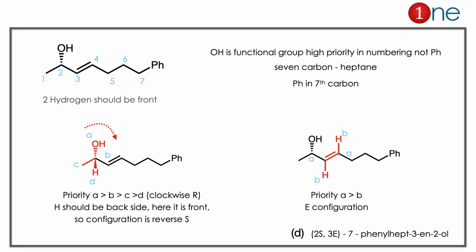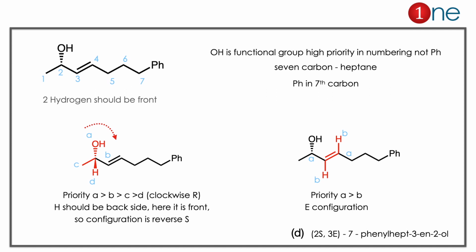So the priority is arranged, but the lowest priority group should be on the back side to assign the configuration. According to the structure, the configuration is clockwise. Since hydrogen is in front, the configuration will be anti-clockwise. So the configuration is S there.